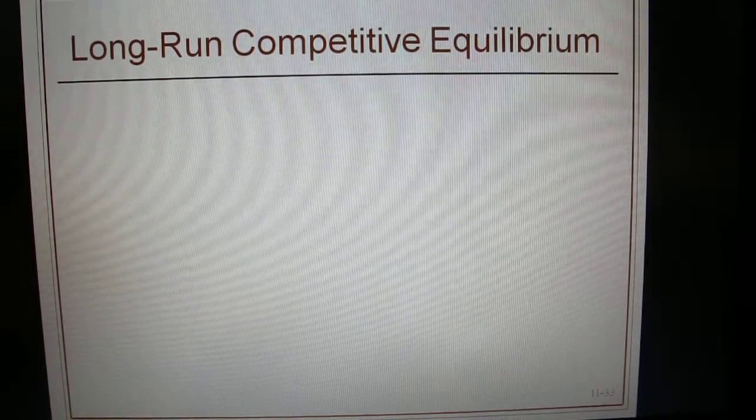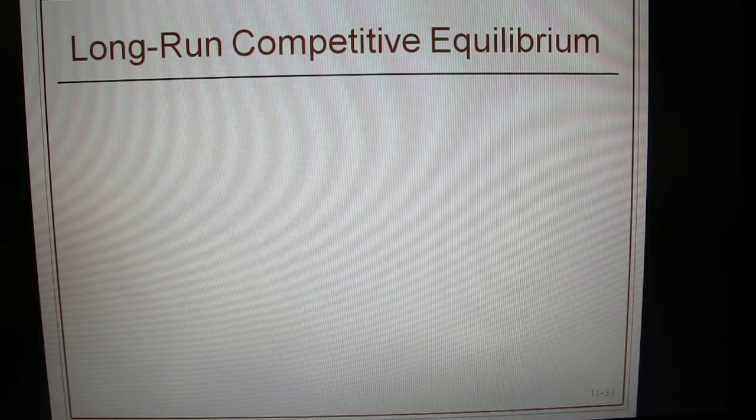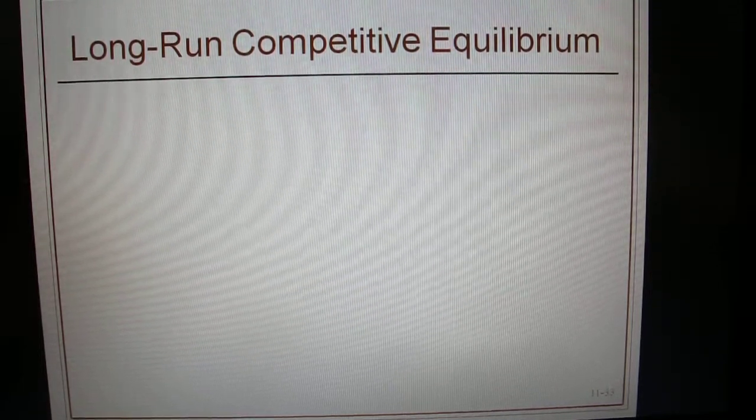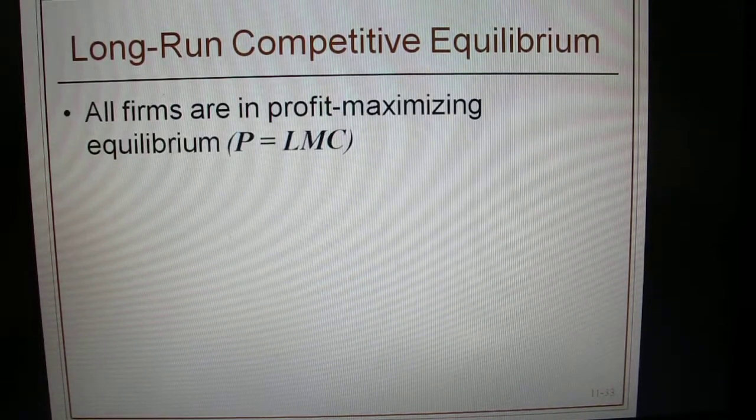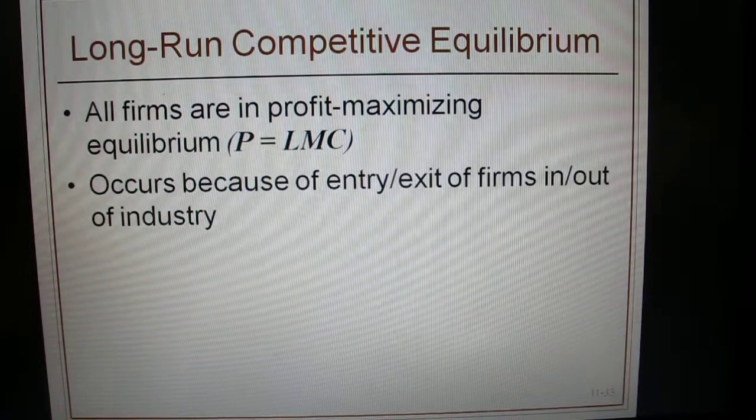So how about the long run? Well, all firms are in a profit maximizing equilibrium. You have price equal to long run marginal cost. And this is going to occur because of entry and exit of firms in and out of the industry.